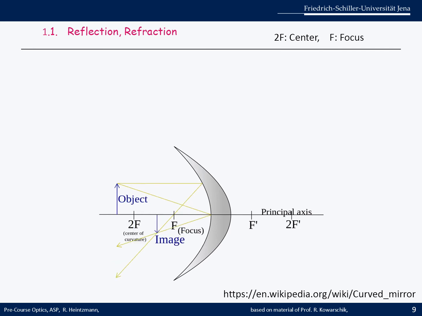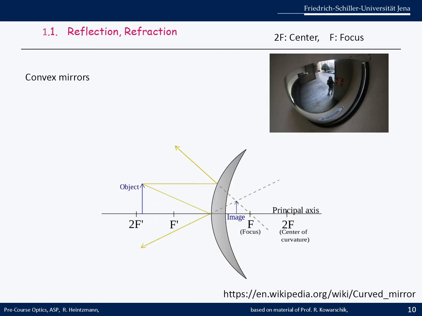If we move it even further away, then we get a demagnified image that is real and inverted, like you see here. So of course there's not only concave mirrors, but there's also convex mirrors, as you see here. In this case, we would get a demagnified virtual image on the other side of the mirror. And you can see a nice example of that.